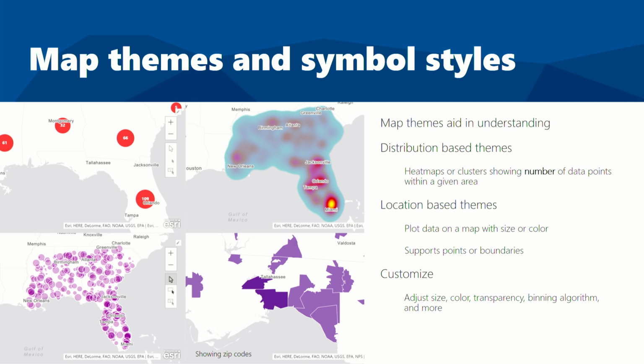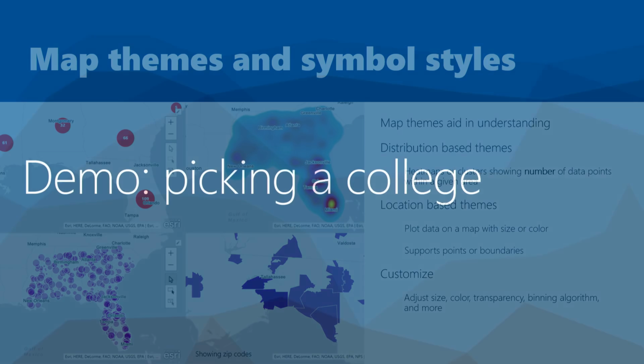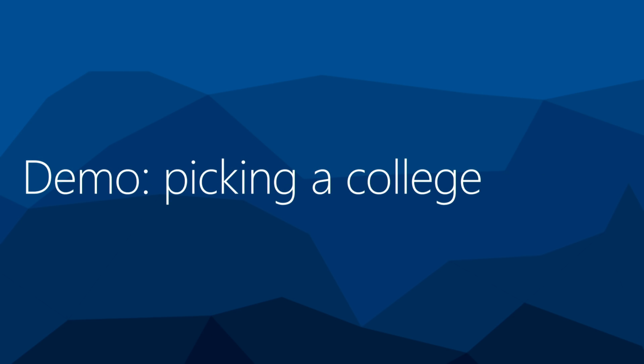And then to really refine the details and hone in on how to make the map uniquely yours and work for you, you can go into symbol styles. Symbol styles, again, lets you get down and adjust size, color, transparency, the binning algorithm, and more. It really lets you get in there, like I said, and make the map yours.